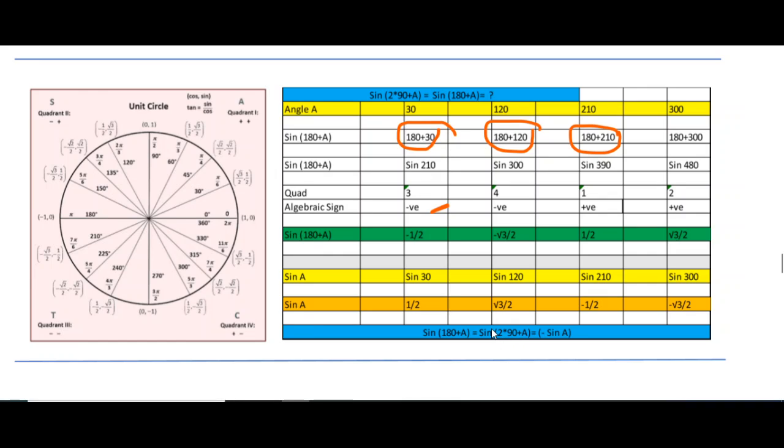Okay, let me repeat it again. The algebraic sign will always be inherited from the bigger angle when you combine those two angles, whether you add or subtract, whether you say 180 plus a or 180 minus a, 180 plus 30 or 180 minus 30. Whenever you do the maths on those two angles, whichever quadrant that angle falls in, you will always retain that algebraic sign in the final answer. So that's how you remember.